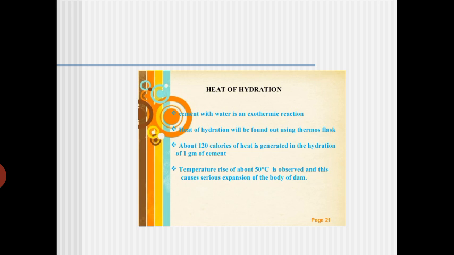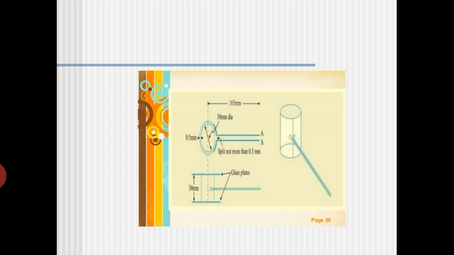It does not mean that if it is giving high calories it is a good cement. Some standard values are there: 115 to 123 is the range, but 120 calories is the standard value for the heat of hydration. Normally a temperature rise of about 50 degrees centigrade is observed, and this causes serious expansion in the body of the dam. This is very important in the construction of a dam. We will see what kind of precautions we take when constructing the dam.